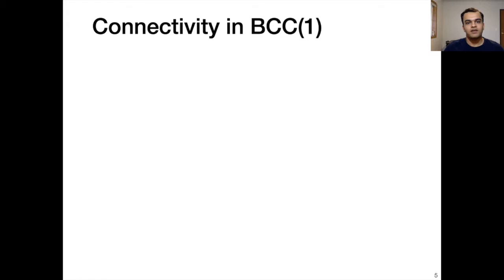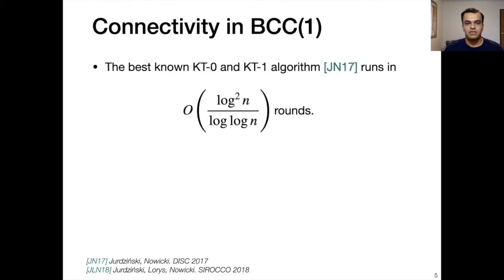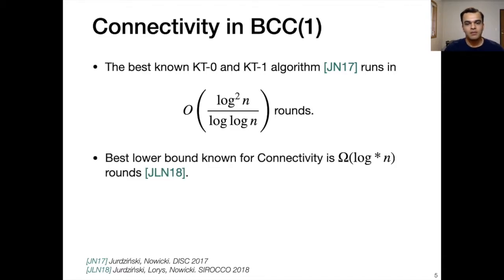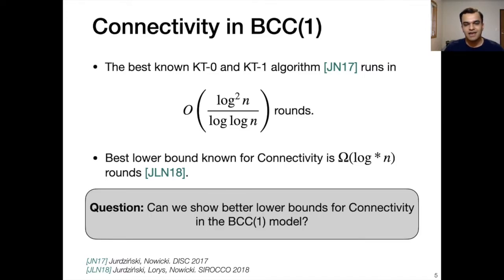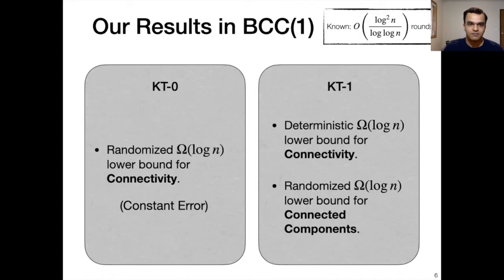In this paper, we consider the connectivity problem in the BCC1 model. The best known KT0 and KT1 algorithm known in this model runs in log squared n over log n rounds. The best known lower bound for connectivity is log star n rounds. So the question we ask is, can we show better lower bounds for connectivity in the BCC1 model?